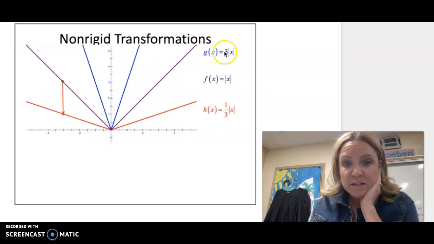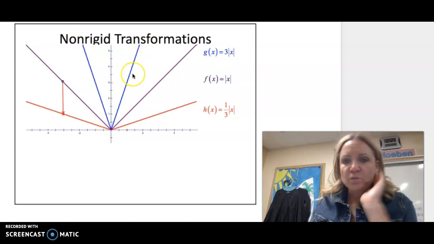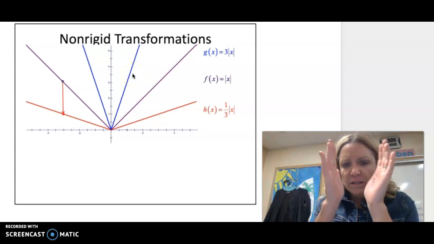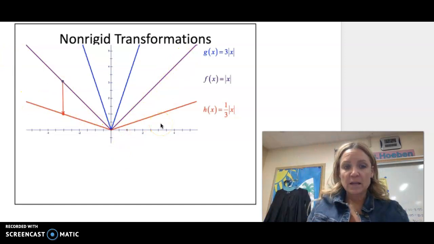So what does multiplying each of them do? If you multiply the absolute value of x by 3, it turns it to this blue graph, which is actually skinnier. Okay, it shrinks it in this way. And if you multiply the absolute value of x by 1/3, it goes from the purple out to the red, actually expanding it. Okay.